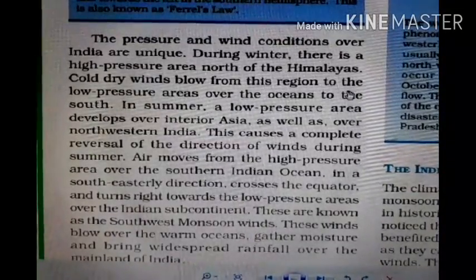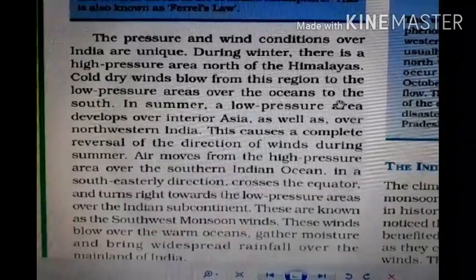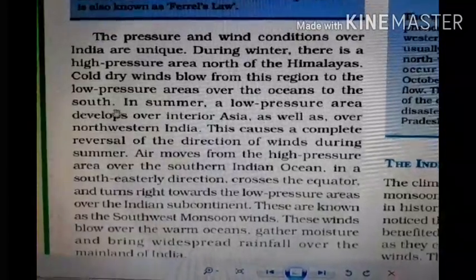The pressure and wind conditions over India are unique. It is a unique feature in India as well as in the world. During winter, there is a high pressure area north of the Himalayas. Cold winds blow from this region to the low pressure areas over the oceans to the south. It moves from the Himalaya regions towards the peninsular region or the coastal regions.